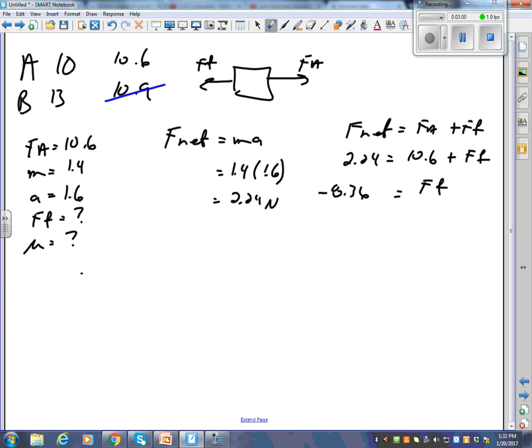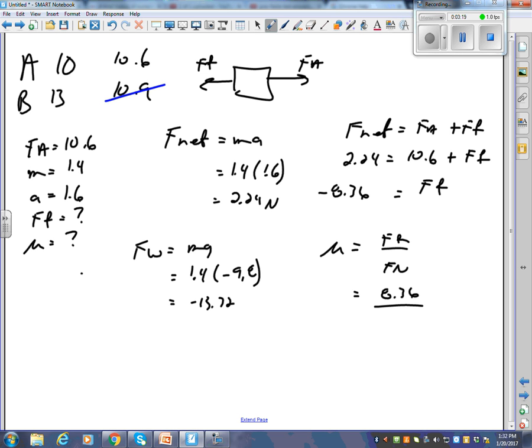Then you find the weight force. 1.4 times gravity, minus 9.8, is minus 13.72. And then your mu value. I have to speed up so I can get this done in this period. 13.72. Okay? And that is worth 4 marks.